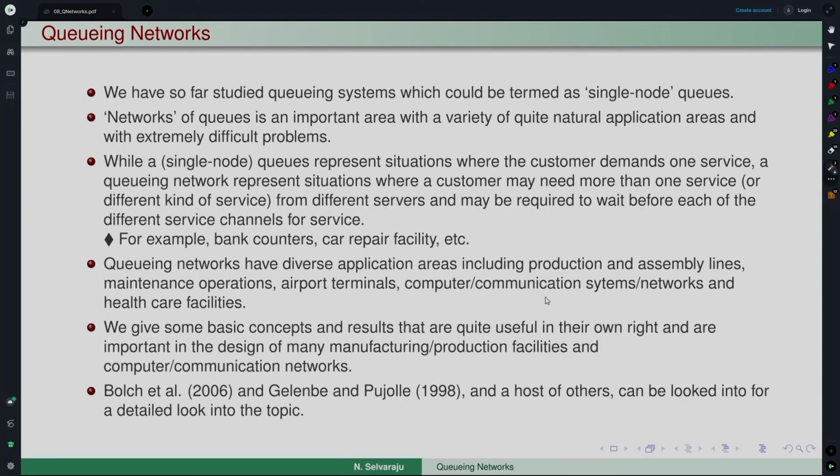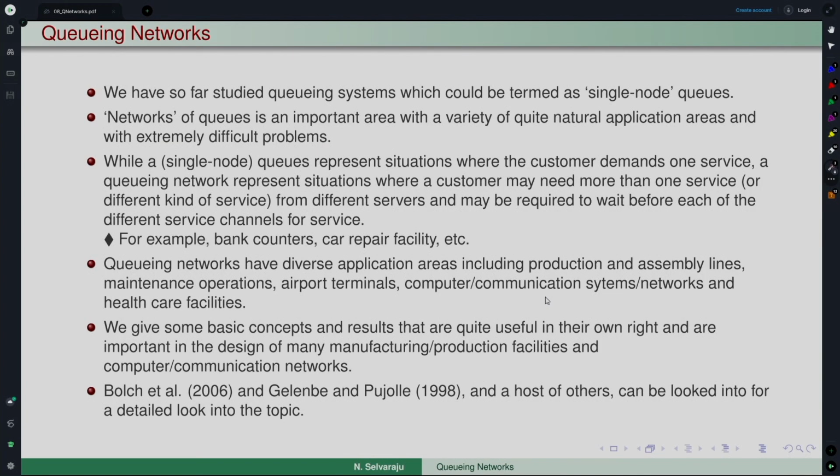So what we give here are certain basic concepts, and we result in a very simplified setup. That's what we are going to consider, but they are also useful in their own right, and they do throw enough light on the behavior of such queuing networks. In general, what you can expect, and what you have to look for in such queuing networks.